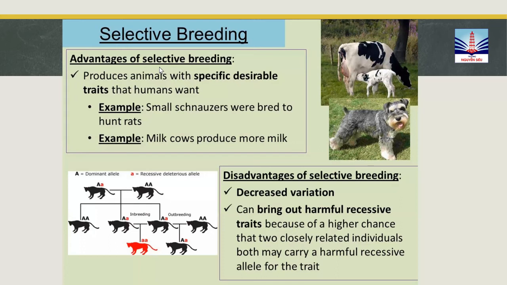So my question is, why is decreased variation a disadvantage? Because diversity in nature is kind of a beautiful thing, and we wouldn't want to hurt that. We wouldn't want to destroy that, would we? No, I'm just kidding. I'm sure there's probably a scientific explanation that I'm unable to give right now.